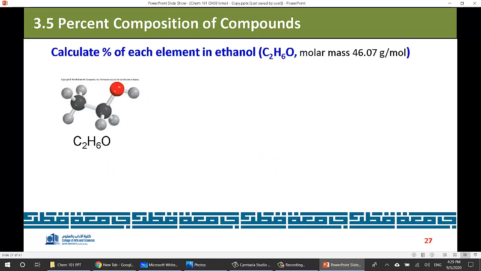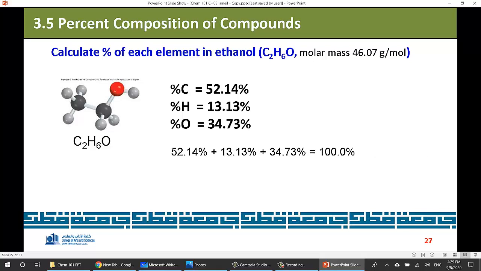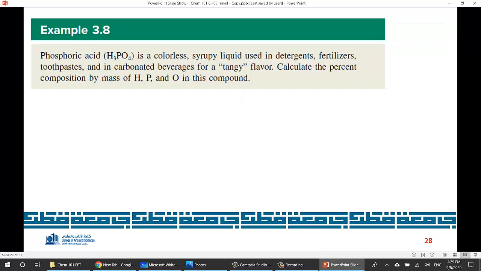Here's another example, for ethanol. Ethanol is C2H6O. The molar mass of ethanol is calculated to be 46.07 gram per mole. So you can do some math that is similar to the previous question. Carbon is 12, hydrogen is 1, oxygen is 16. You can replicate these numbers if you like, and you will find that most of ethanol is actually carbon. It's 52.1%, hydrogen is 13%, and oxygen is 34%. Whenever you do these calculations, just make sure that they add up to 100%.